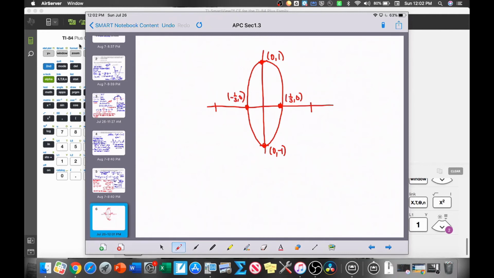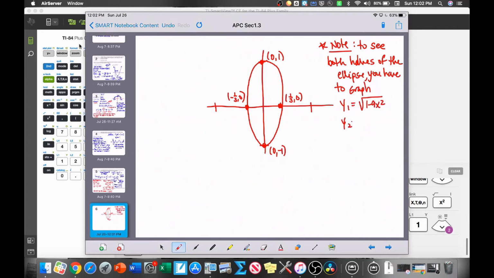Okay? And again, you might want to put a little note for yourself when you're looking back at your notes: to see both halves of the ellipse, you have to graph y1 equals square root of 1 minus 9x squared, and y2 equals negative square root of 1 minus 9x squared.